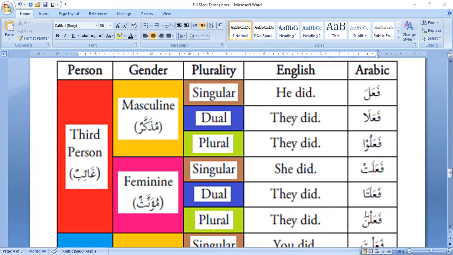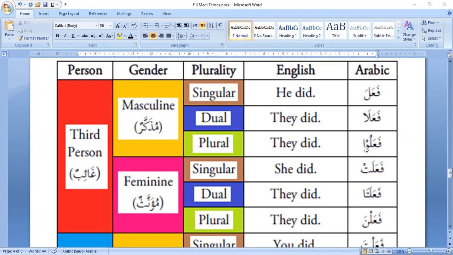Should I do that one more time? Fa'ala, there's nothing there, so it's no ta. Sorry, it's masculine and it's singular. Fa'ala, there's no ta, so it's masculine. There's an alif. Alif is a sign of dual, so it's masculine dual. Fa'alu, there's a waw and dhamma, and that's a sign of plural, and there's no ta, so it's masculine plural.